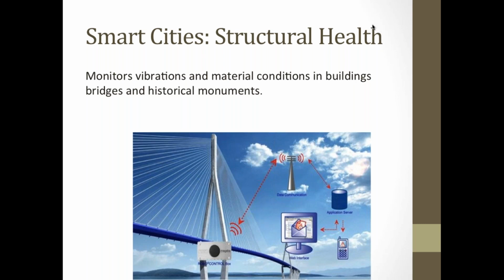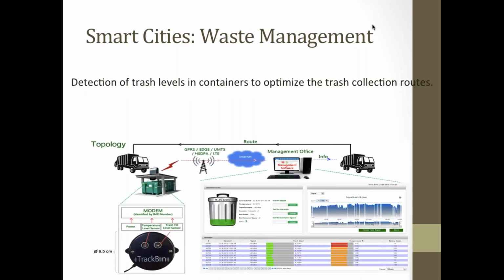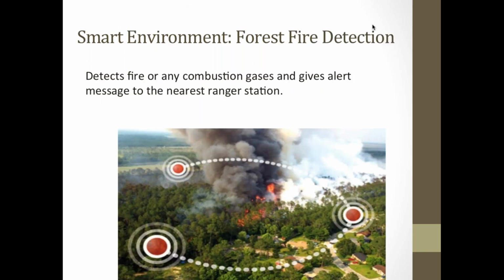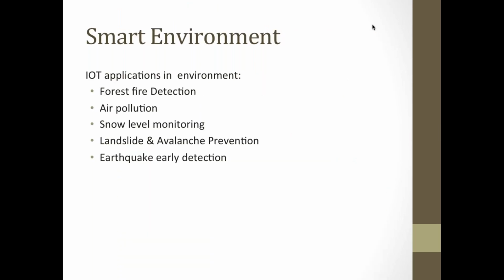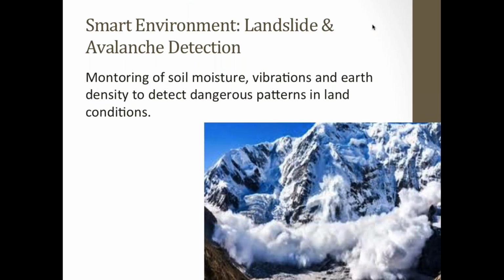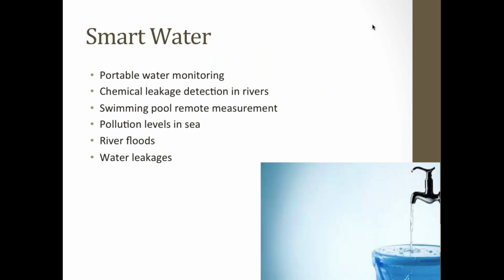Did you understand? So this type of thing is structural health, smart. This is already implemented in the US, Australia and India also, with a vibration sensor for every bridge. It gives an alert message 3-4 kilometers before. That logic is already written in the database of the cloud. So smart cities, waste management, health. And smart environment: pollution, fire detection, air pollution, landslides, earthquakes. Smart water is very important nowadays.